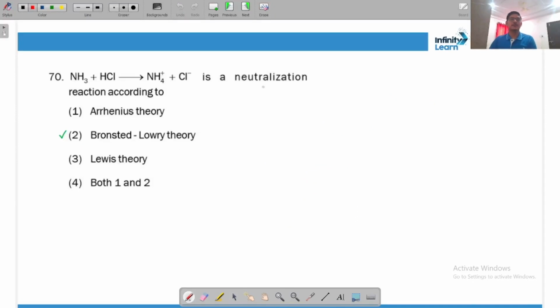NH3 plus HCl is a neutralization reaction according to Bronsted-Lewis theory, because ammonia accepts an electron pair. So it is a Bronsted base. Ammonia accepts a proton, so it is a Bronsted base, and HCl donates a proton. So it is a Bronsted acid.